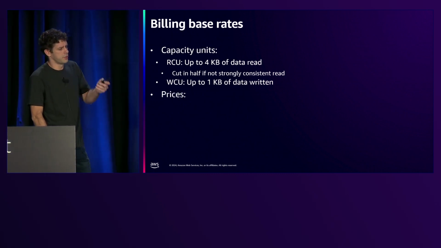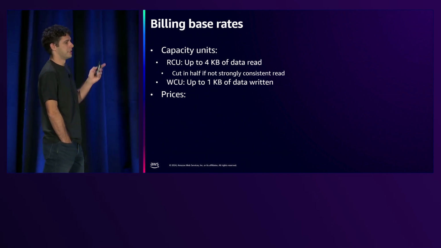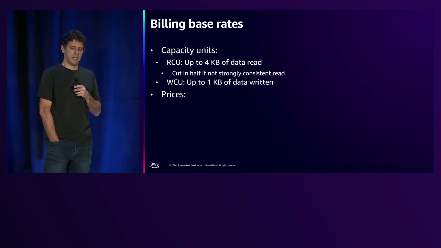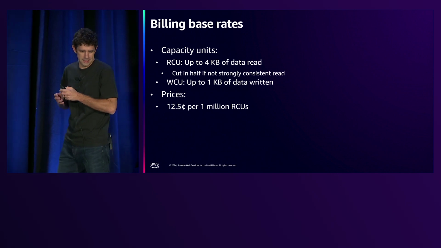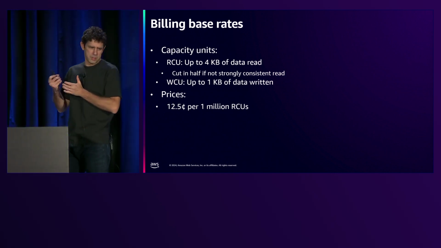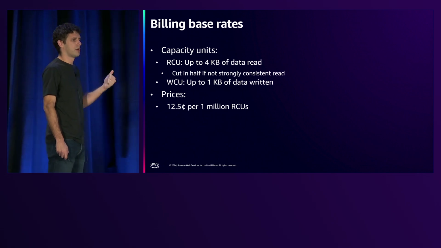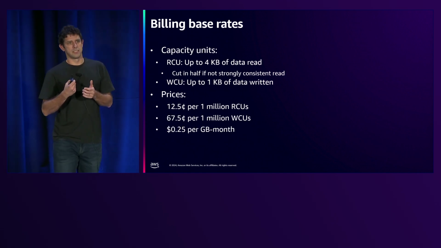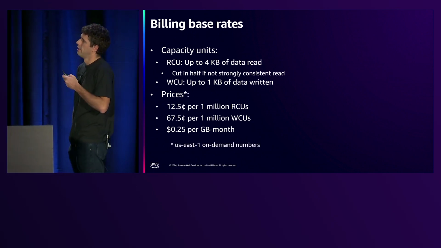It's also nice because you can use these base rates in pricing, right? The nice thing here is actually I did change my slides between when I made them and now, because Dynamo just did this big 50% price cut on on-demand billing, which is great. So I had to change these slides. But the new prices are 12.5 cents per million RCUs. So every million RCUs you're doing, you're going to get charged 12.5 cents. For every million writes, you're going to get charged 67.5 cents. And then for your storage, you're going to get charged 25 cents per gigabyte a month.